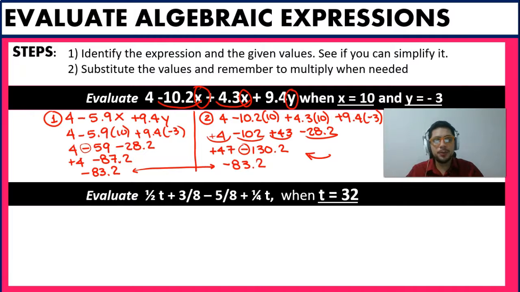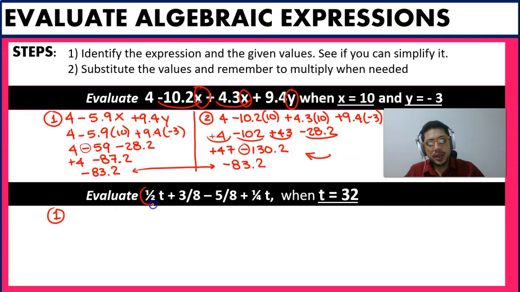Now let's tackle another problem, which says: evaluate 1/2 t plus 3/8 minus 5/8 plus 1/4 of t. In this problem, you can actually do either of the two. You can use the first method, in which you simplify whatever has t and the two numbers, or you can use the second method, in which you just substitute the value that you're given, which is 32, right away. So let's try solving both.